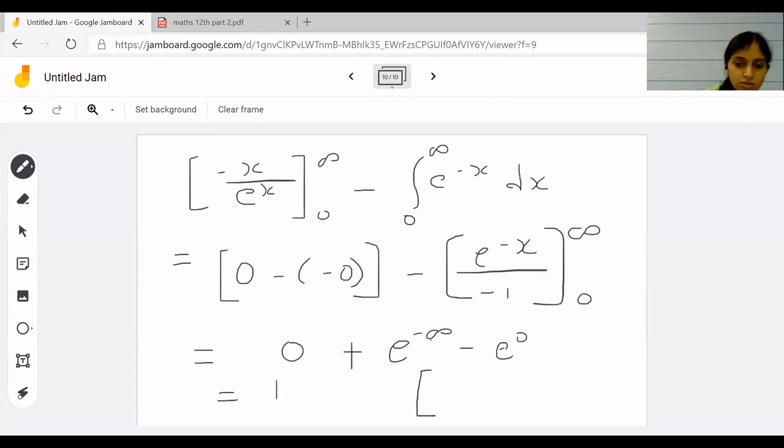Since e raised to 0 is equal to 1, and e raised to minus x is equal to 0 when x is infinity. So basically e raised to minus x is 0, and here we have a plus sign, because when you open the bracket with this minus sign and the limit value, it will become plus. So the answer is 1.